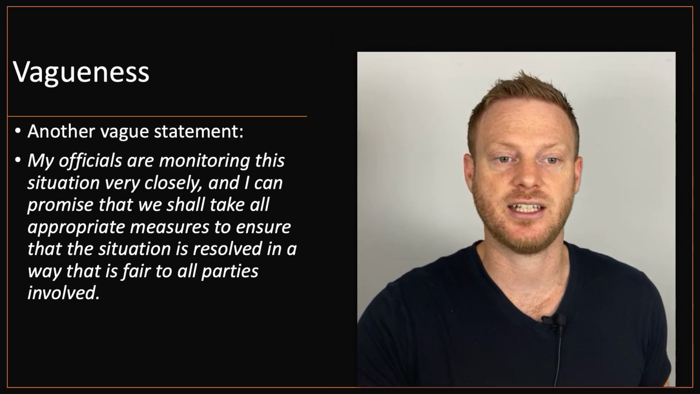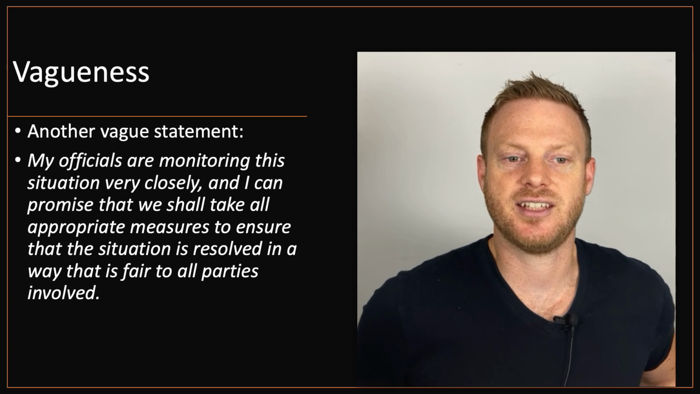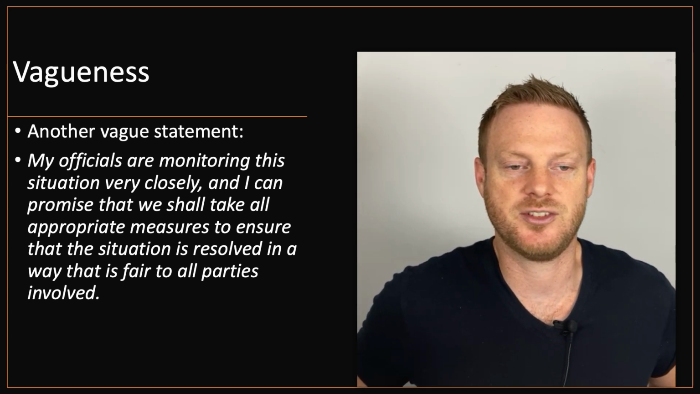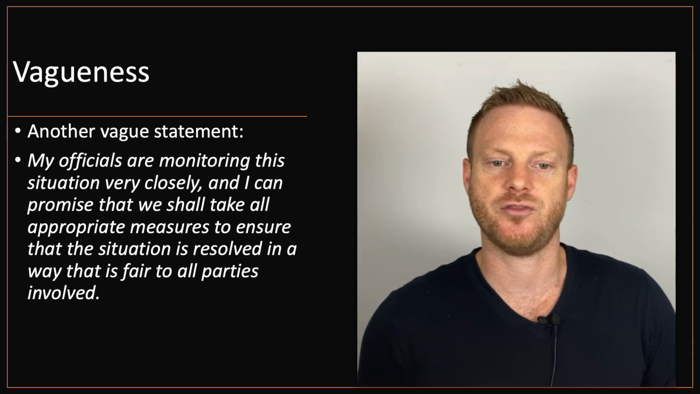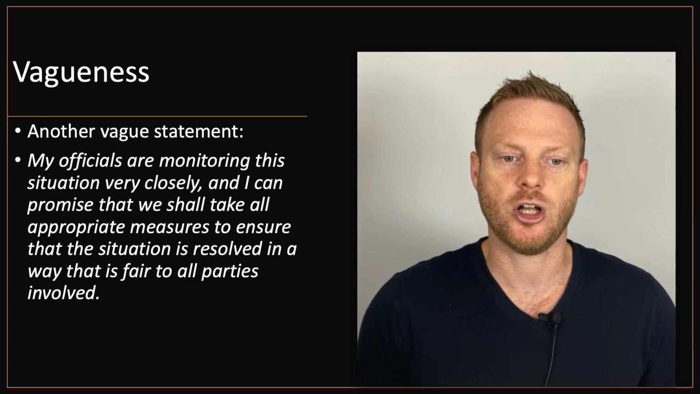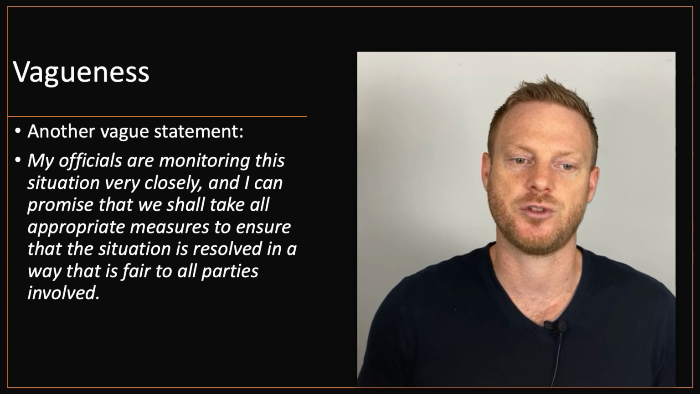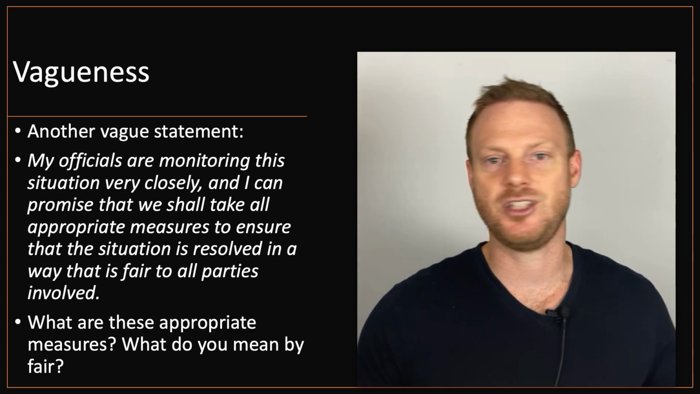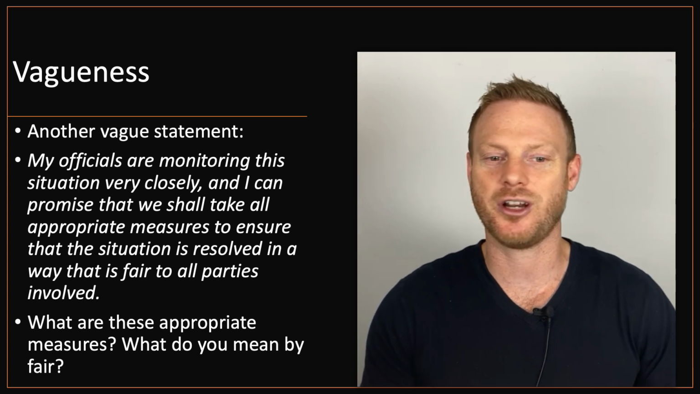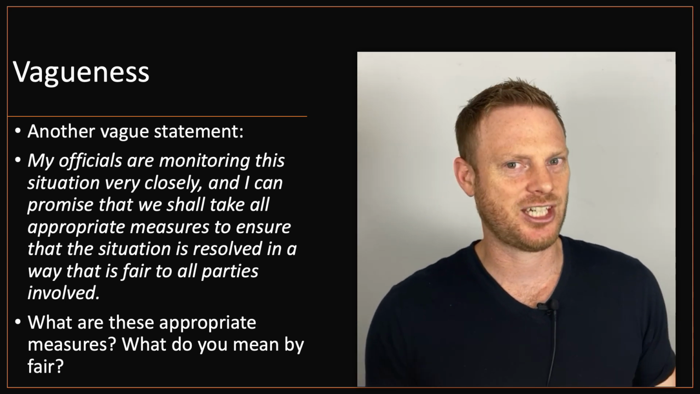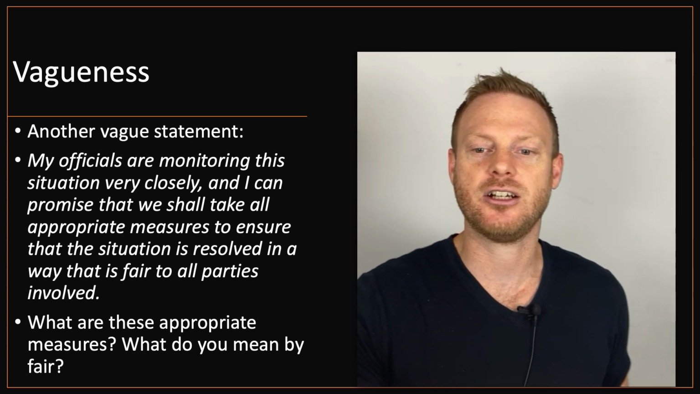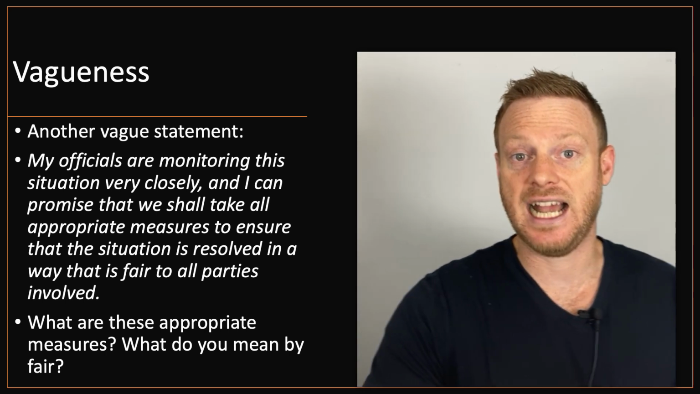Here's another vague sentence. You might see this at a press conference, like some sort of police press conference. My officials are monitoring the situation very closely, and I can promise that we shall take all appropriate measures to ensure that the situation is resolved in a way that is fair to all parties. You might be right to ask, well, what are these appropriate measures, right? It looks like you're just saying nothing. Or what do you mean by fair? So we need to get clearer here, and it would be good to ask these sorts of questions if you're able to.